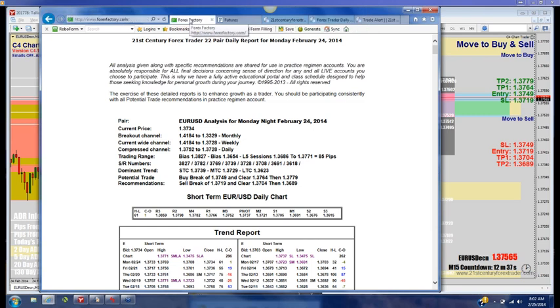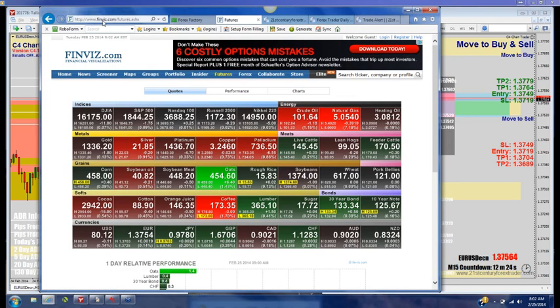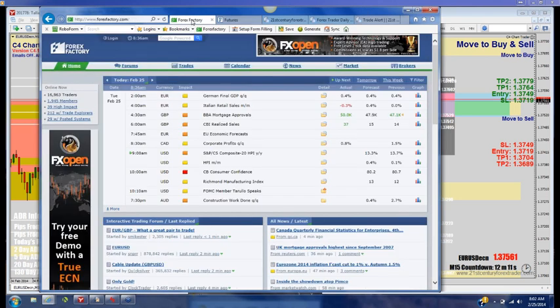Also, we need to have a news source open. We've got an overzealous bird that just flew over here. Need to have our news source open so we can see what potential pitfalls might be coming up for us. And then finally, we'll be using finviz.com, which is our futures site. It gives us an opportunity to see what's going on in the futures market and kind of get an understanding of where dollar strength or dollar weakness might be. So with that said, let's go ahead and get to it.